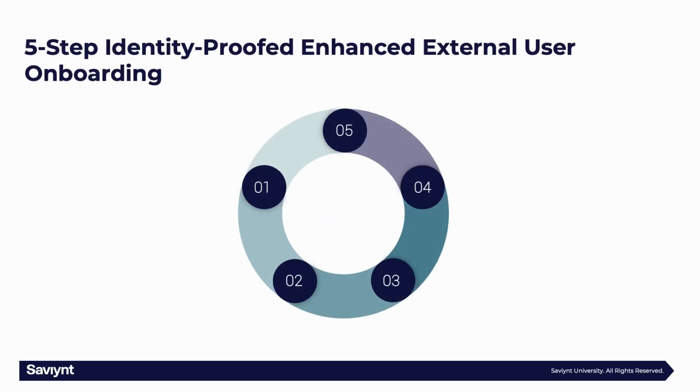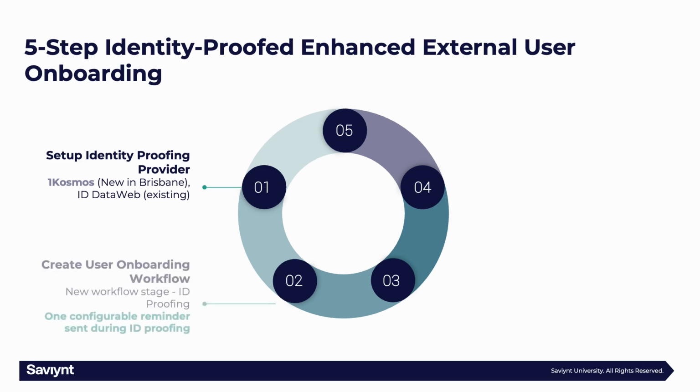Let's walk through the 5 simple steps for onboarding an external user with identity proofing in the Brisbane release. The first step is to set up the identity proofing provider. You can now choose from 2 supported vendors, ID Data Web and the newly added OneCosmos.